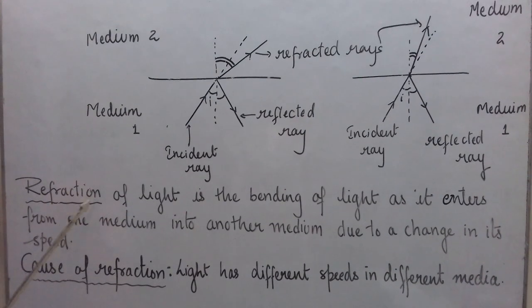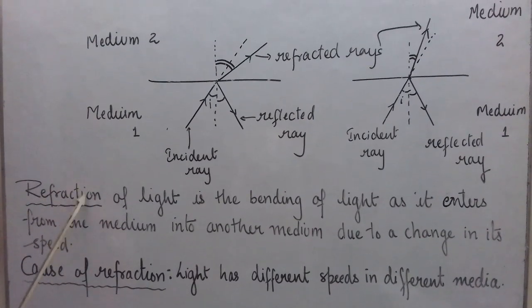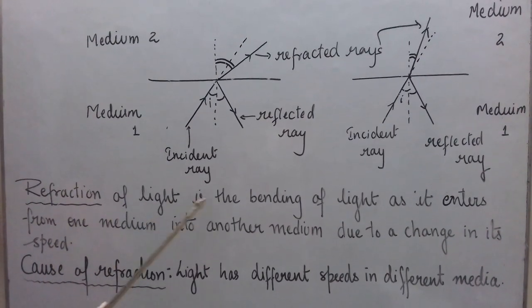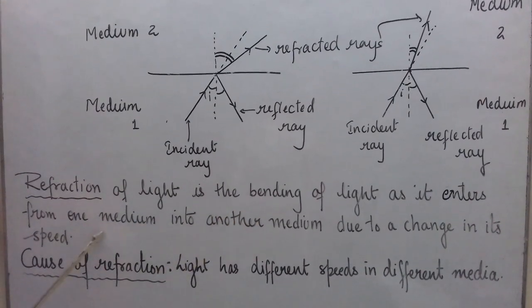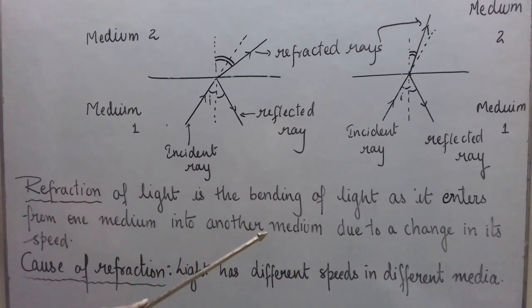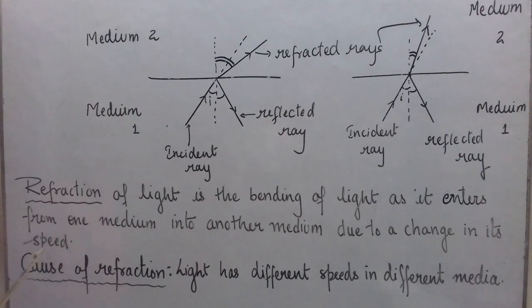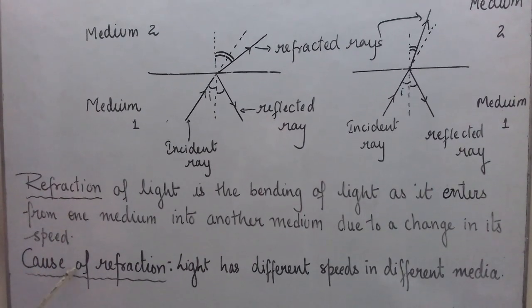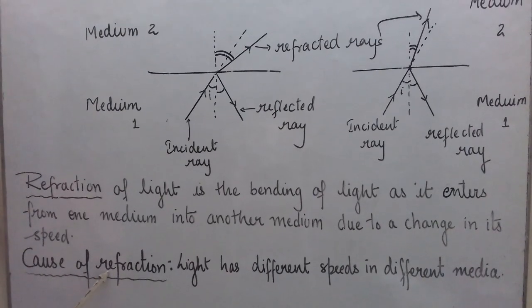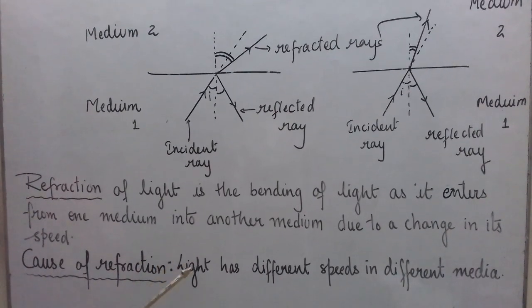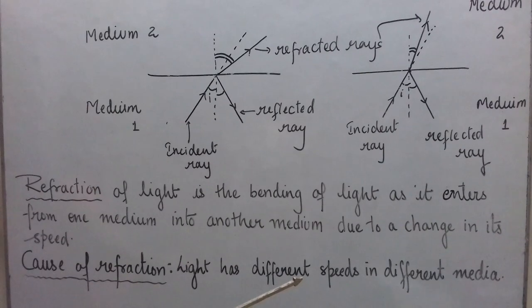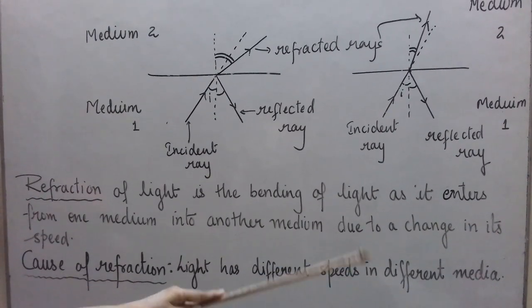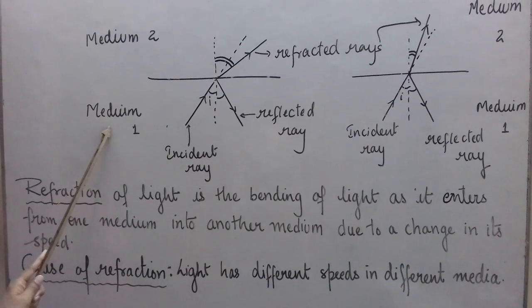So we can write the complete proper definition as this. Refraction of light is the bending of light as it enters from one medium into another medium due to a change in its speed. Or if a short question is asked, what is the cause of refraction? It means the cause of bending. It is that light has different speeds in different media. Media is the plural form of medium.